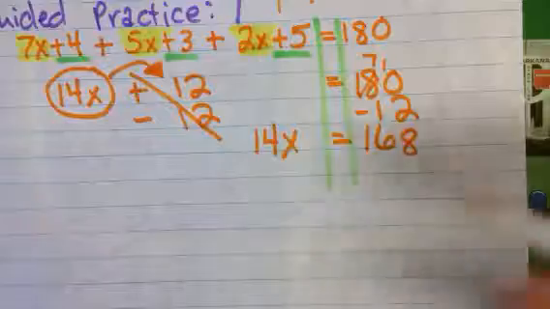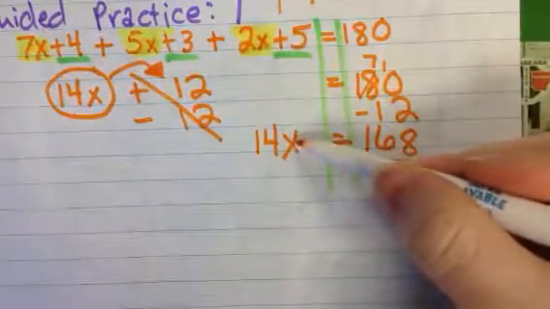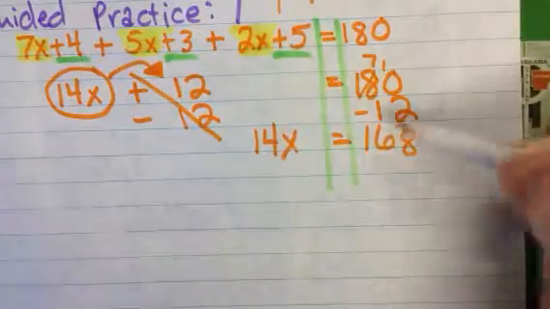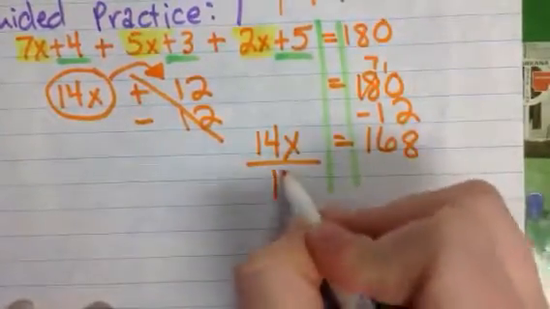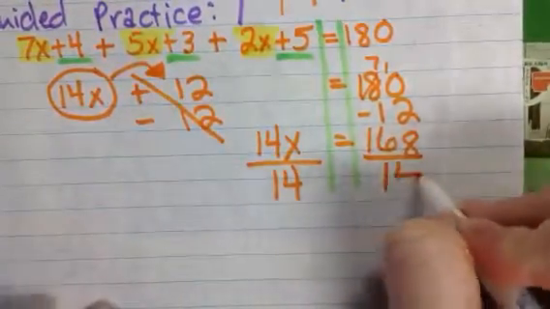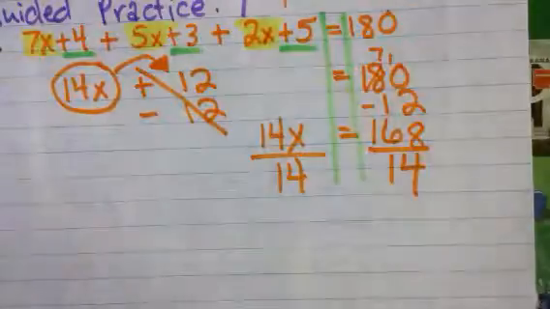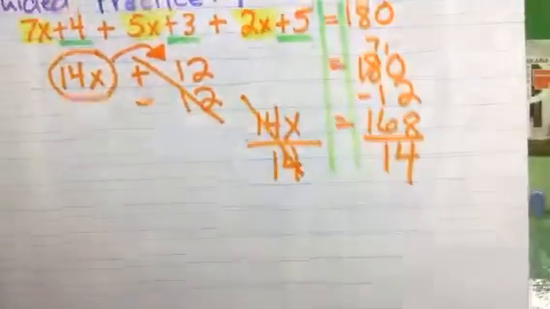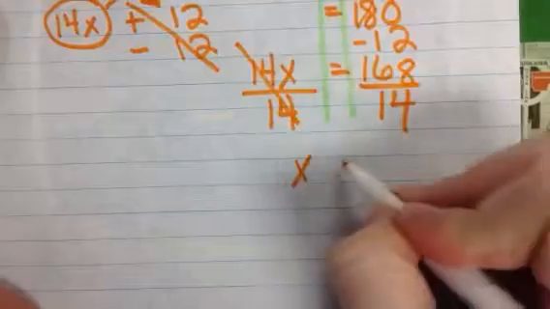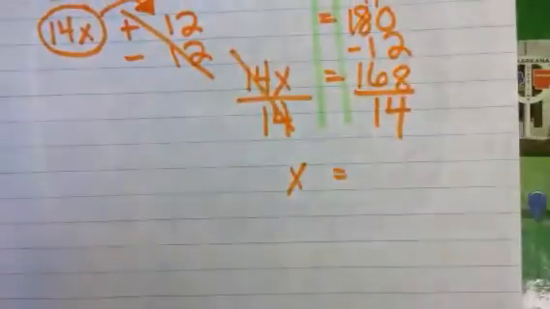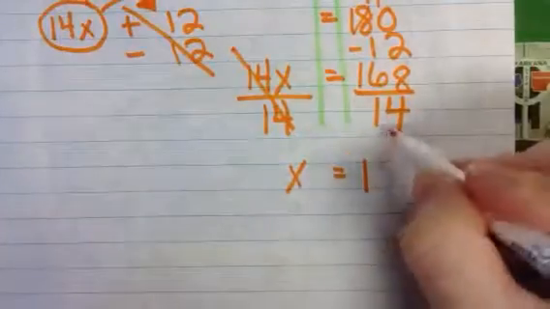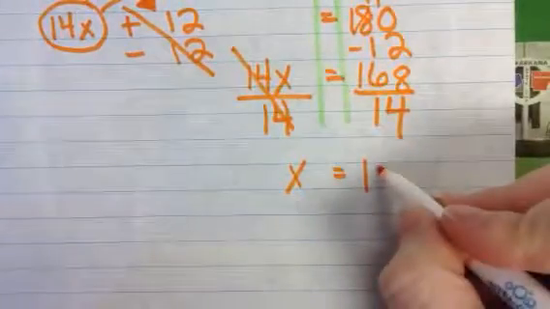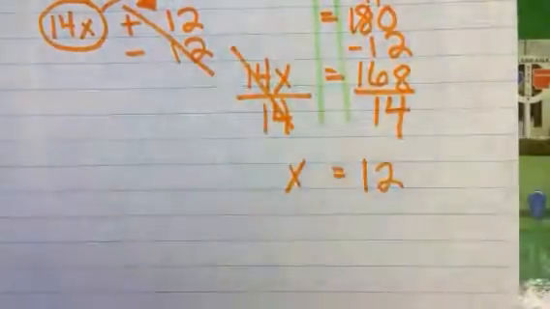168. Now, 14 times something is 168. If I can't figure it out, then I need to do the opposite operation, which is going to be to divide. 14 divided by 14 is 1, so I'm just going to have this 1x left over. 14 goes into 168 12 times.